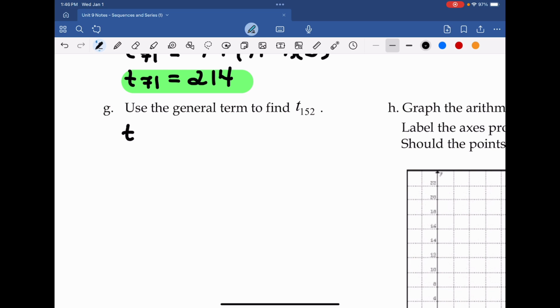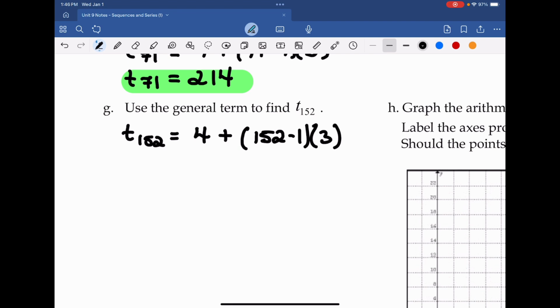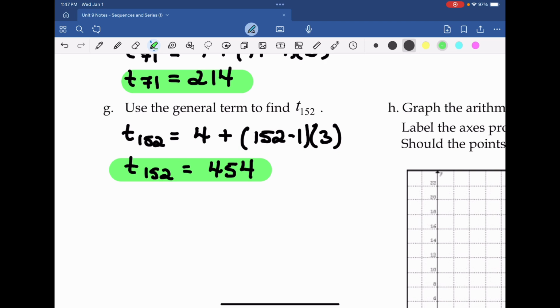So in this situation, I'm going to go T of 152, which is equal to T1, which is 4, plus, in brackets, the n value, which is 152, minus 1, times the common difference of 3. This is going to end up giving us T152 is equal to 454. So 454 is the 152nd term in this given sequence.